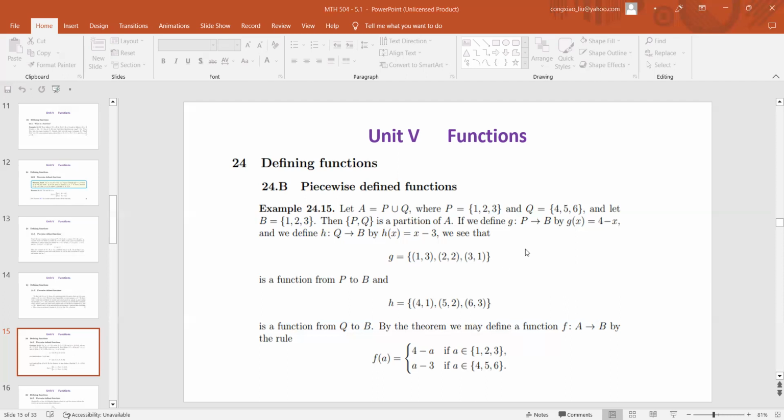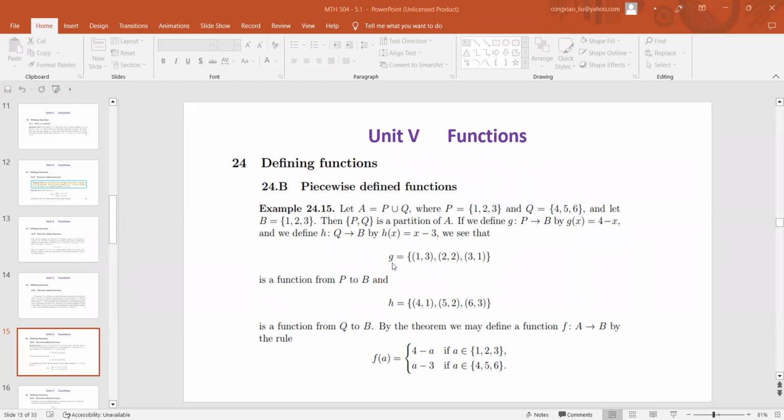So when X is 3 in P, then G of 3 is 4 minus 3, which is 1. So that's the third pair. So that's all of the pairs in G. And it's from P to B, of course, because if you look at the elements in B, there are 1, 2, 3, and we got 3, 2, 1.